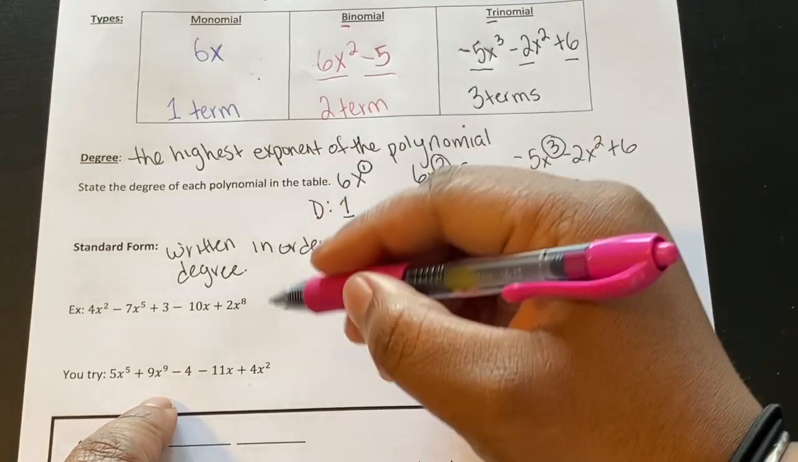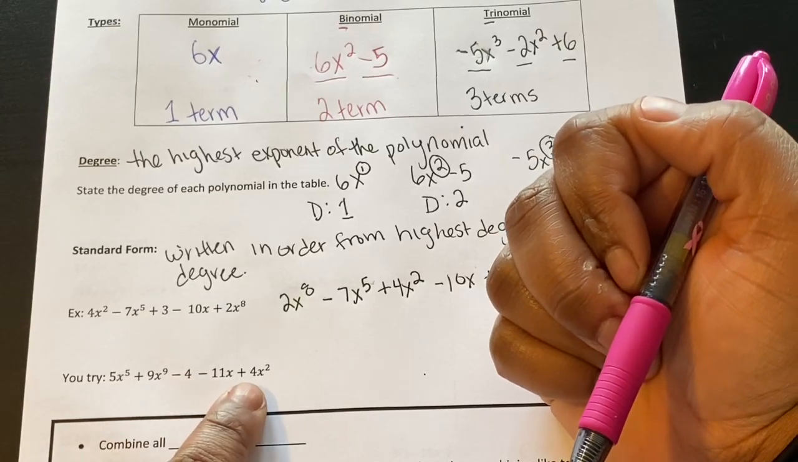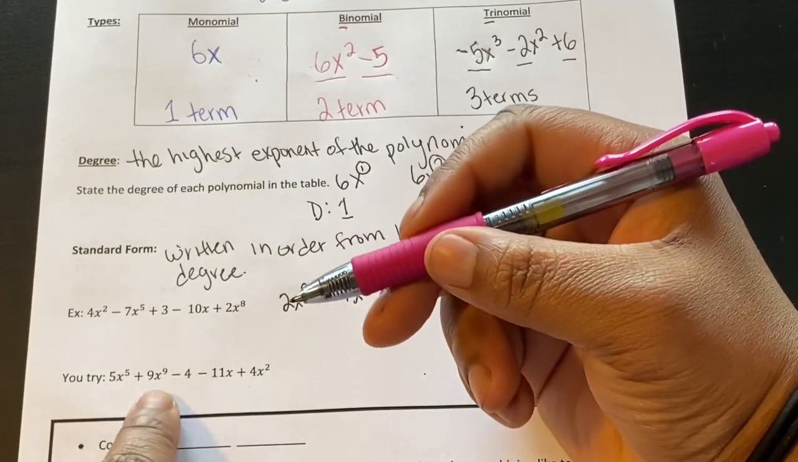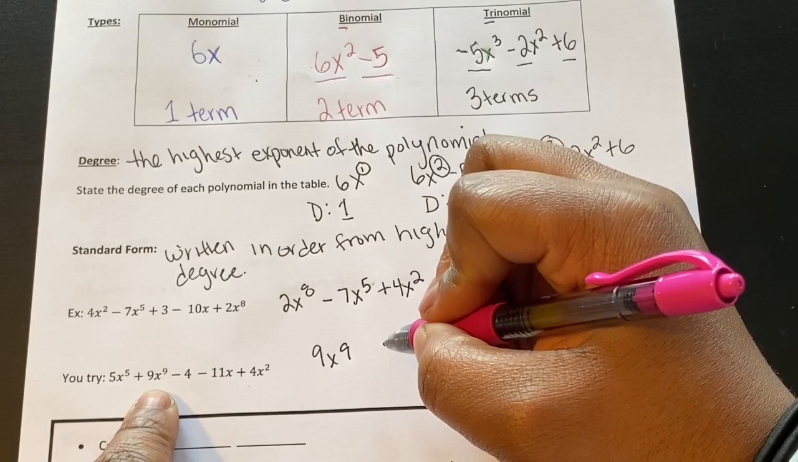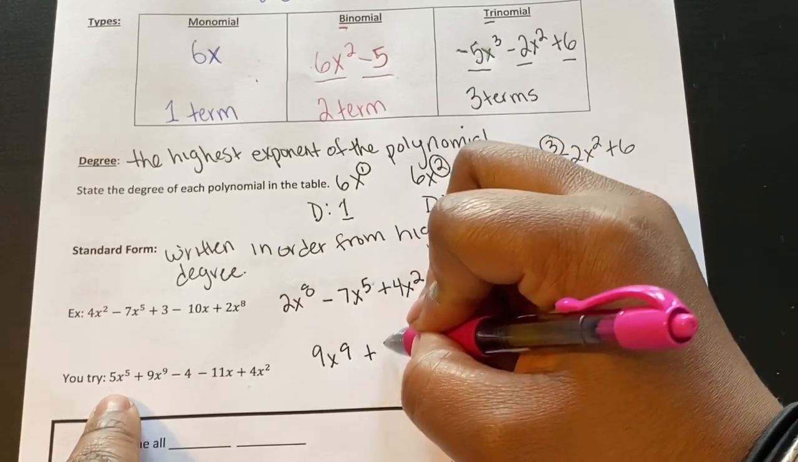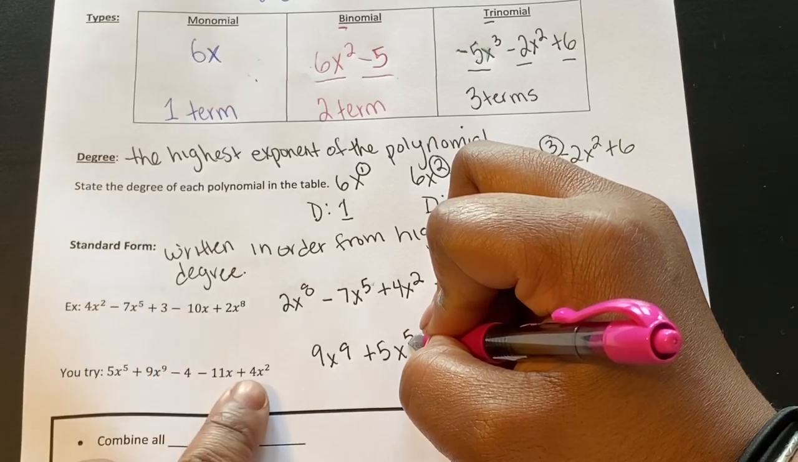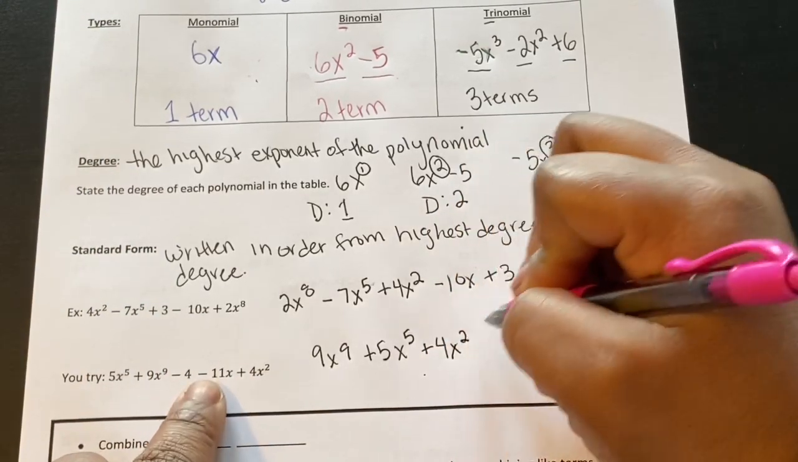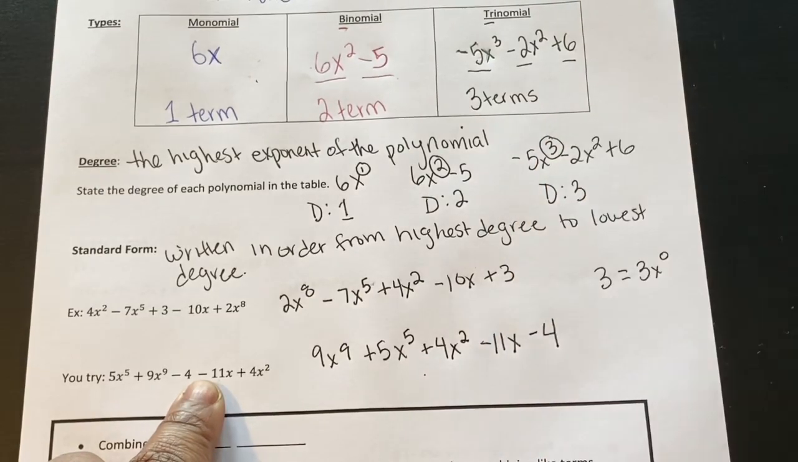Okay, so this polynomial has 1, 2, 3, 4, 5 terms. I'm going to start with the highest exponent, 9x to the 9th. The next highest is plus 5x to the 5th. Then 4x squared, negative 11x, and then negative 4.